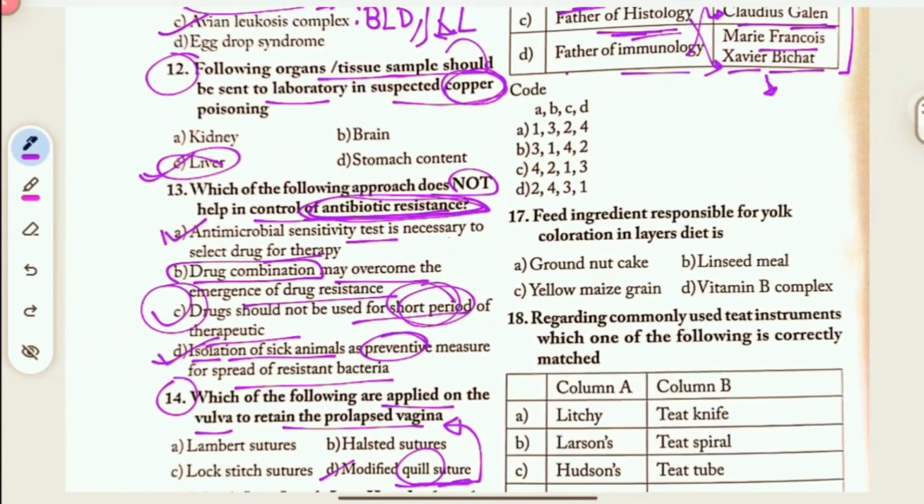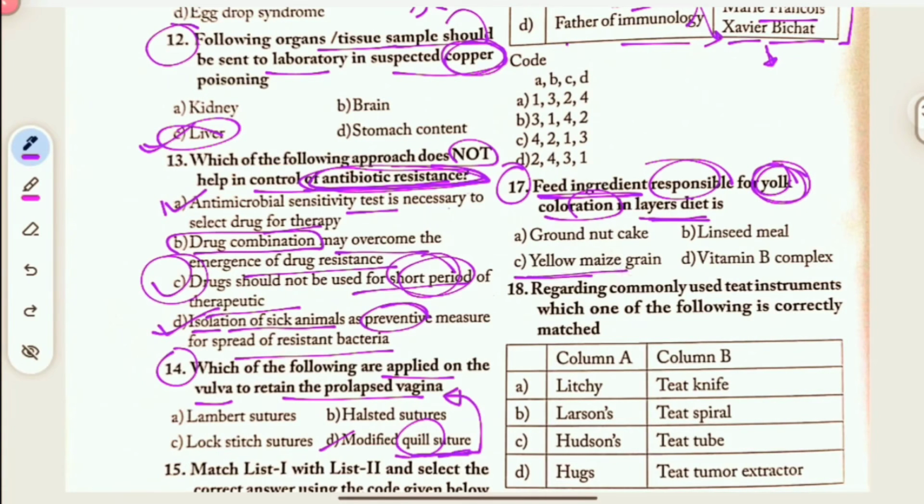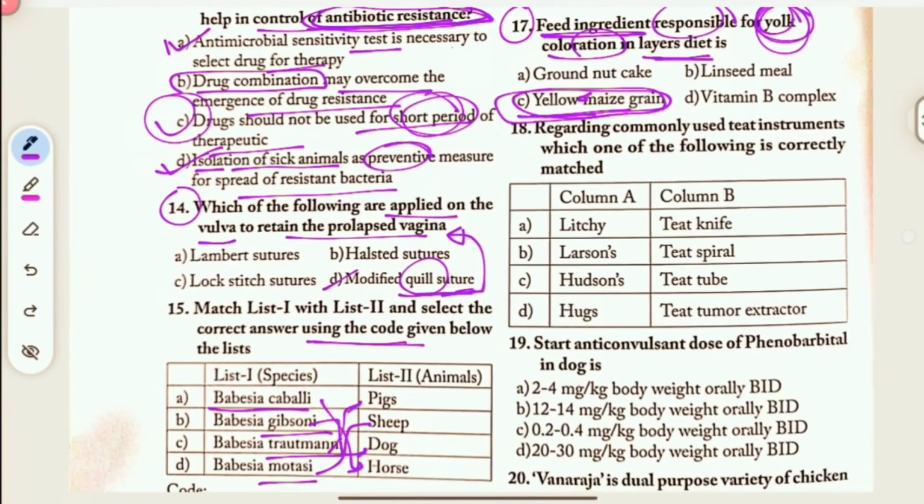Question 17 says: feed ingredient responsible for yolk coloration in the layers' diet. So which feed is responsible for the coloration of the yolk? The answer for this question is yellow maize grain. These grains which are yellow in color are responsible for the coloration of the yolk.